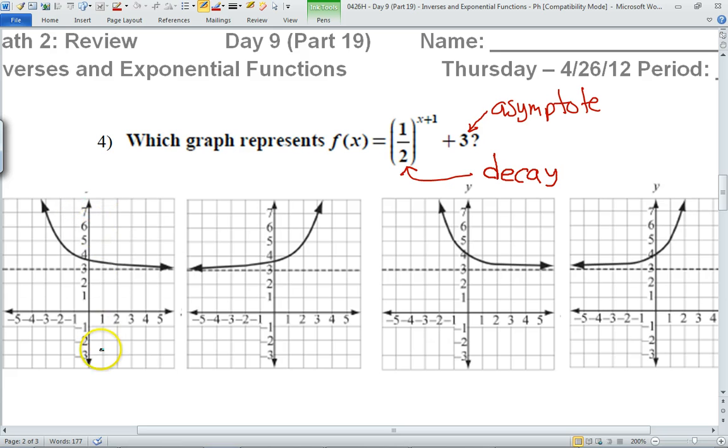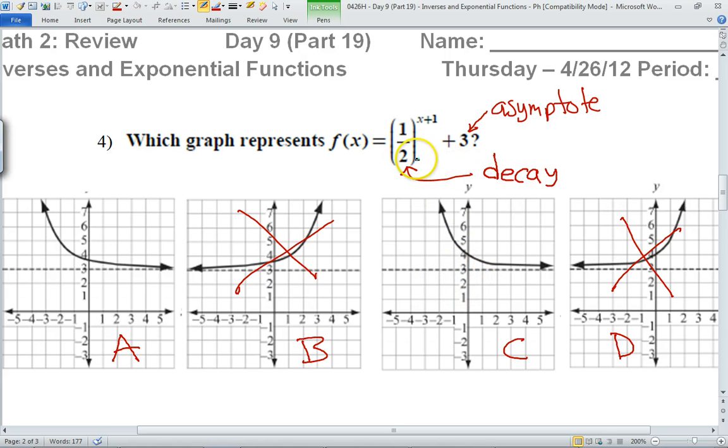So, let's call this graph A, let's call this B, let's call this C, and let's call this one D. Which of these four functions are decay functions? Yeah, just A and C. Reading from left to right, A goes downhill approaching the asymptote, and C goes downhill approaching the asymptote. B and D are both growth functions, so we can throw those out. So it's just between A and C.